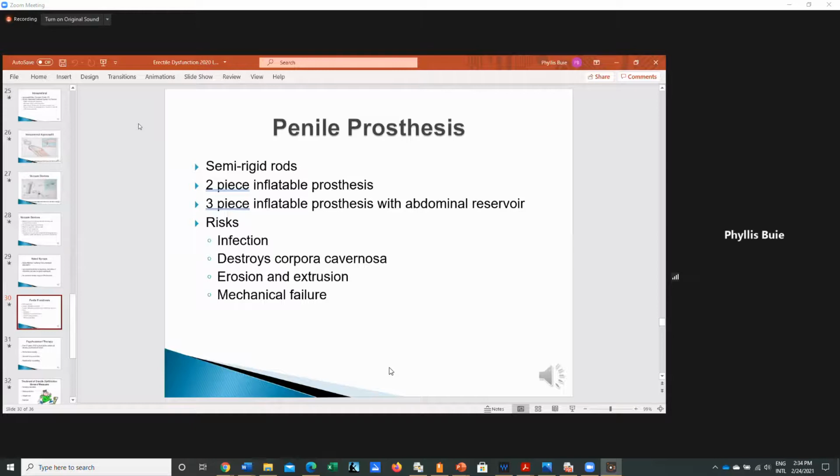If it's somebody that has a lot of comorbidities, it may be more risky to replace it than to just leave it. It's not going to hurt anything where it is, as long as it's not showing any signs of infection and it's not eroding any of the tissue. It's fine to leave it.